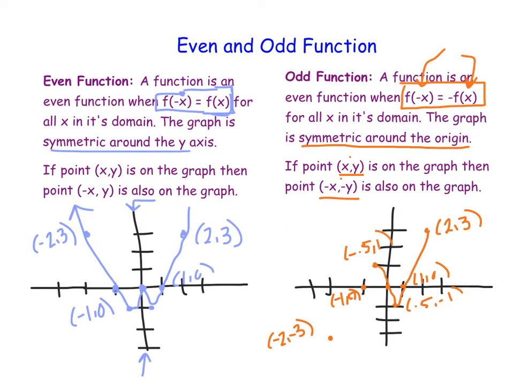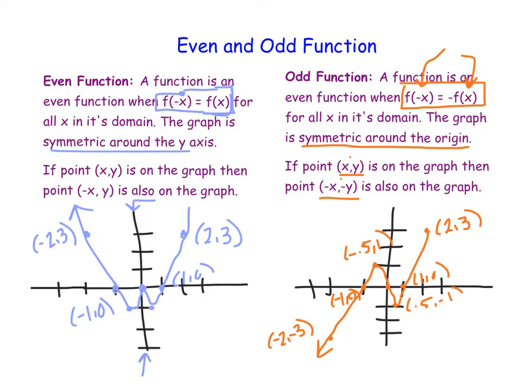So this graph, if you were to rotate it 180 degrees, would line up on itself. That's what a reflection about the origin means. If we rotate it 180 degrees, it will always line up on itself regardless of what we do.